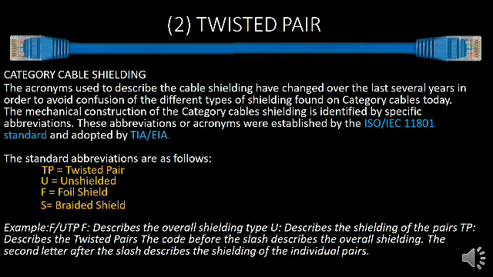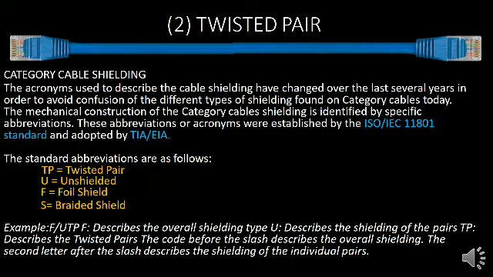Category cable shielding. The acronyms used to describe the cable shielding have changed over the last several years in order to avoid confusion of the different types of shielding found on category cables today. The mechanical construction of the category cable shielding is identified by specific abbreviations. These abbreviations or acronyms were established by the ISO/IEC 11801 standard and adopted by TIA/EIA.